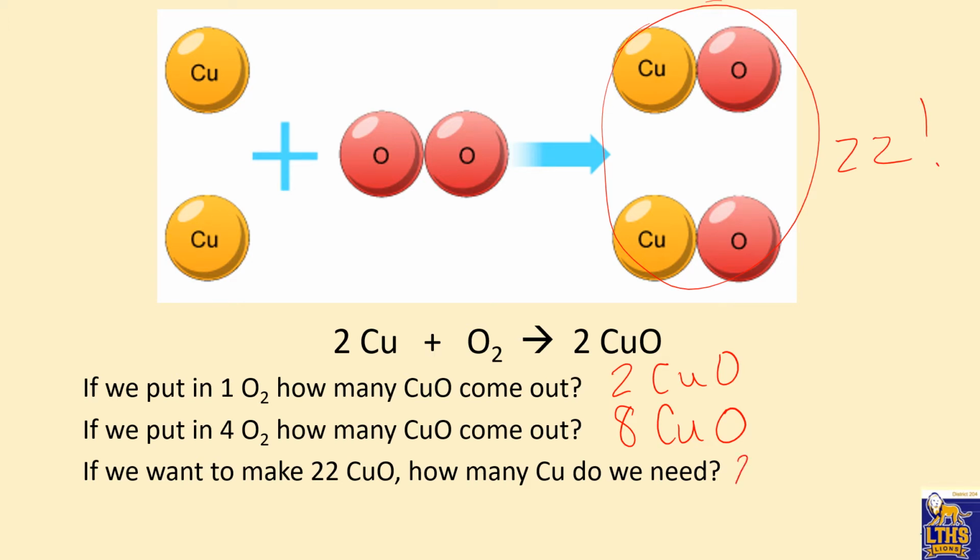I'll show you this one with a ratio. We want 22 CuO. How many Cu do we need? It looks like we need 2 Cu for every 2 CuO. So we're going to need 22 Cu to go in so that we can get 22 CuO out.